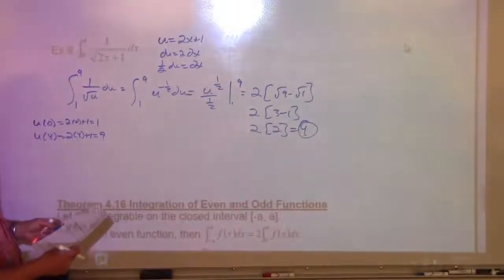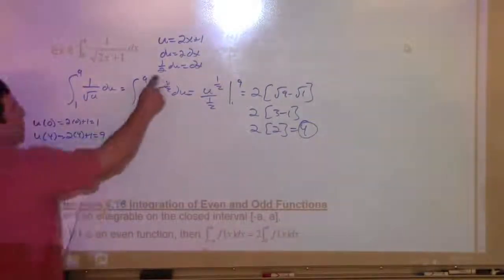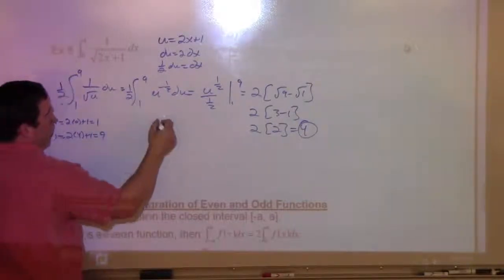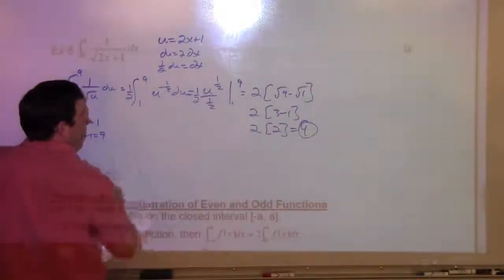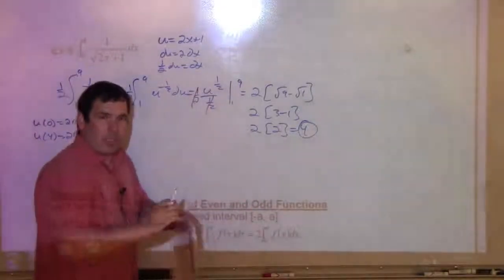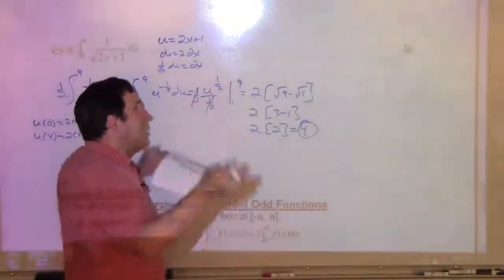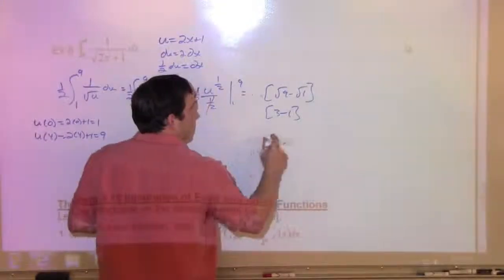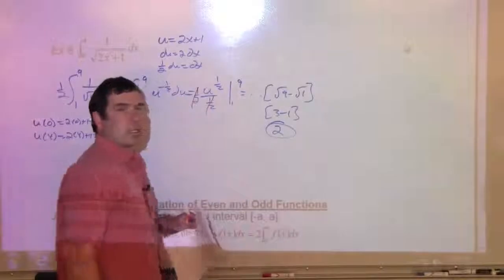Oh, and I made a mistake, didn't I? Because this 1/2 du needs to be out front here. 1/2. 1/2 is going to cancel with that 1/2. Okay. So if you were screaming at the computer the whole time saying, Jeff, you forgot the 1/2, you're right, I forgot the 1/2, so that's gone, and it's just a 2. Okay. Sorry about that.